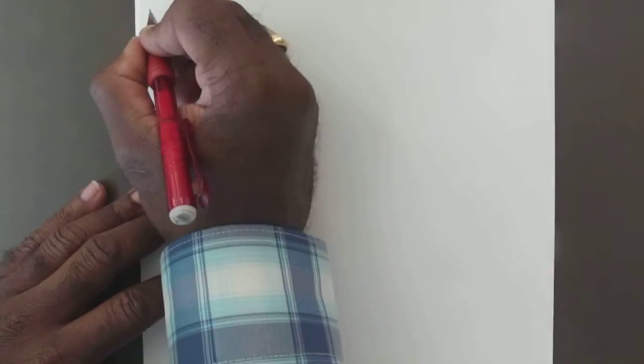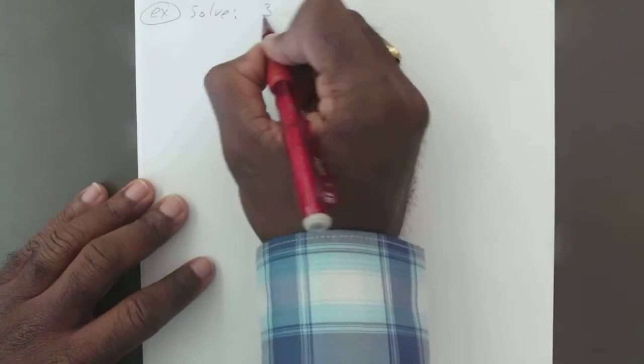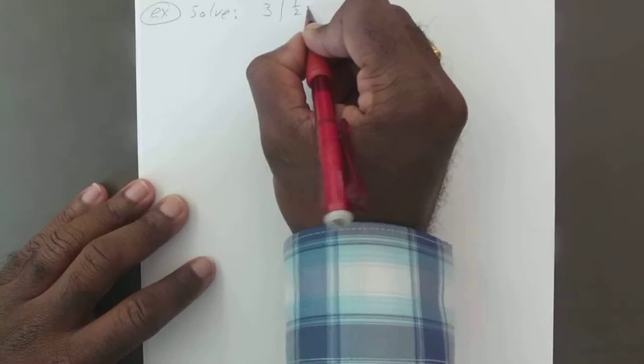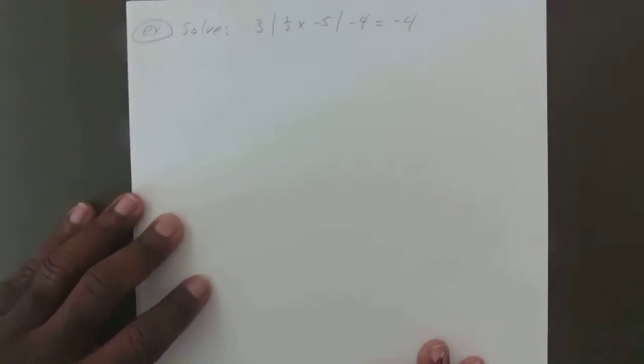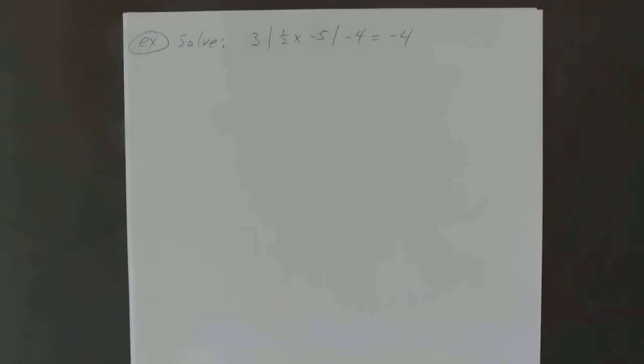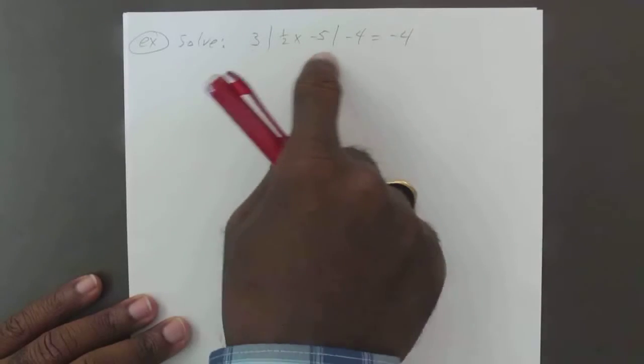Okay, so let's say, for example, if you wanted to solve 3 times the absolute value of 1/2 x minus 5, minus 4 equals negative 4. Bring that down some. Just like before, before you can do anything, you have to isolate your absolute value term, which means even that 3 has to go. So you just want that absolute value by itself.